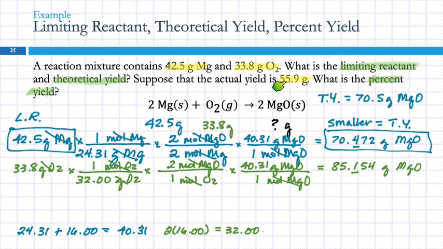Suppose the actual yield is 55.9. This is how much actually got made, because some things didn't work out quite right. Sure, a dog didn't get in here and you didn't burn it, but something happened, right? Percent yield is the actual yield divided by the theoretical yield times 100. It's the part that actually got made divided by the whole amount that could have been made times 100.